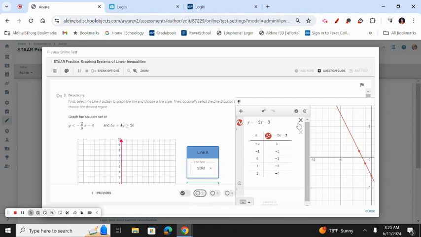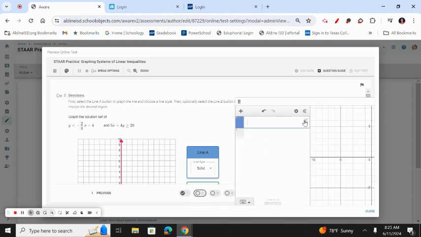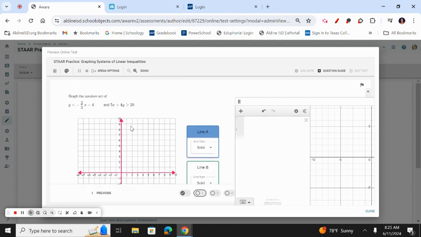Next one. Alright, let's try this without using decimals. Like, how would we do this? The first one is plus 4, so I would go 2 plus 4. And then it's down 2 boxes, 1, 2, and over 3 boxes. And there's my line, and it should be a dash line. Right? Okay, click on the solid.